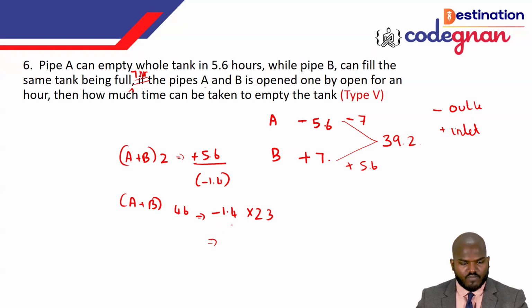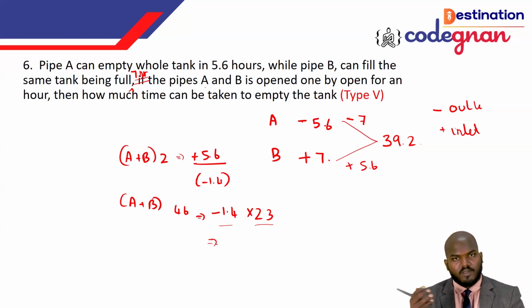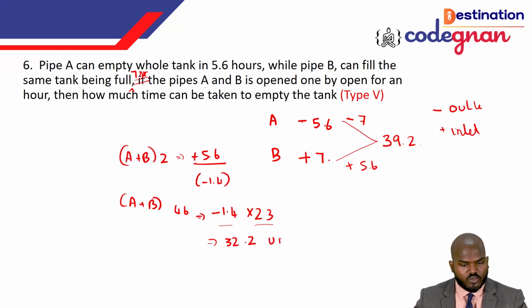So that is 1.4 times of 23, because each pipe is working individually. You can't take the 46 hours. You are considering the 46 hours, but pipe A is working individually, so you need to take it commonly as 23 here. If you multiply that, it will give you 32.2 units. But the total work is 39.2. Then you are left with the remaining work, which is 7 units of work you need to finish.